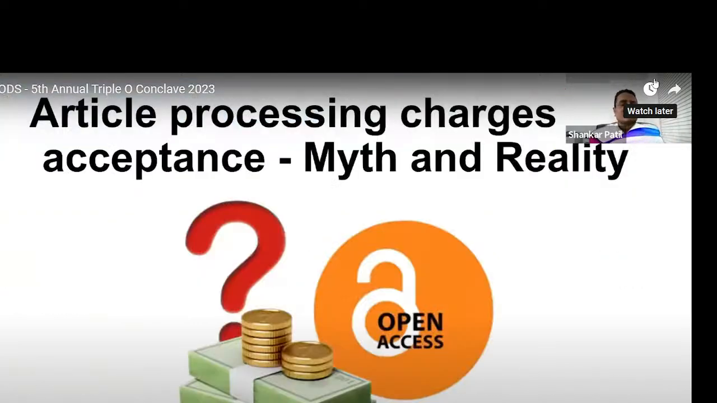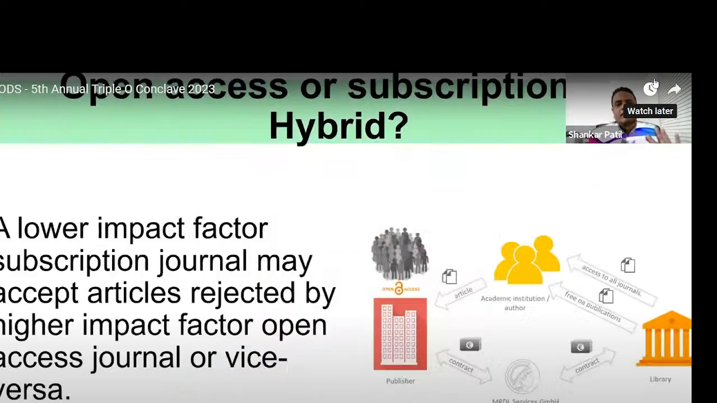Article processing charges, some authors feel, oh, if I pay the article processing charges, my manuscript will get accepted and so on. That is all a myth. I don't believe in that concept. Only if your article is good will the journals accept it. Even if they are open access, they may be charging $3,000, $5,000 also. If your article is of poor quality, they will not accept it. So don't be under that myth. Reality is very, very different.